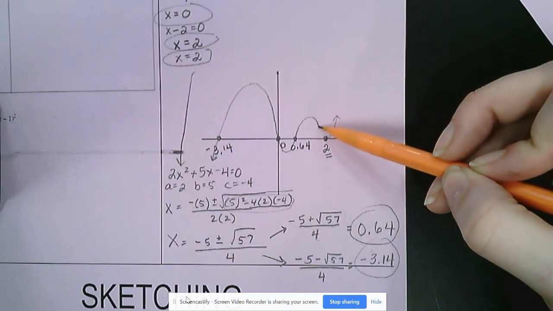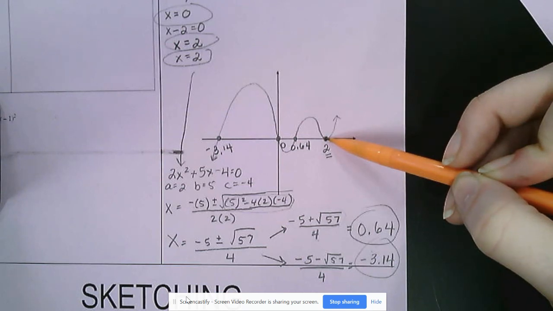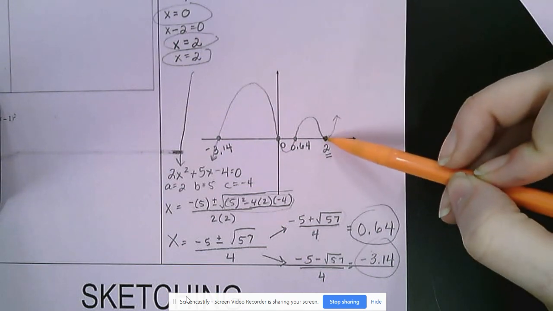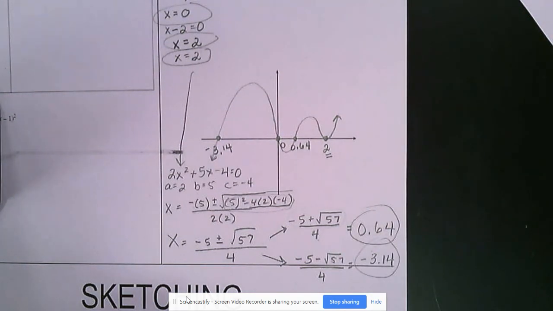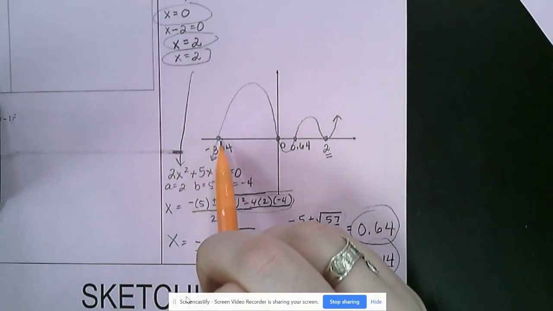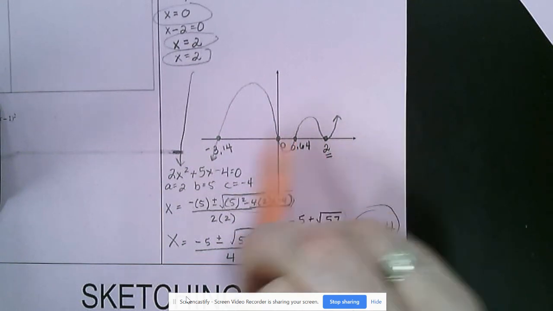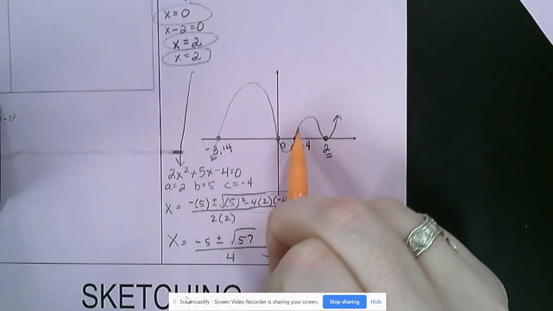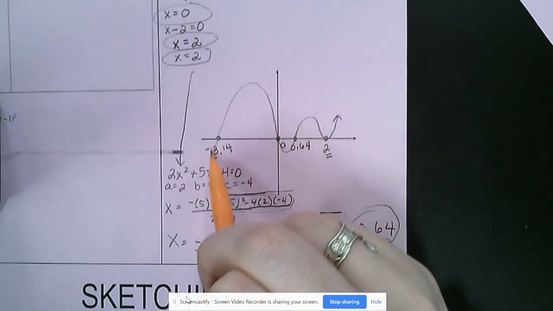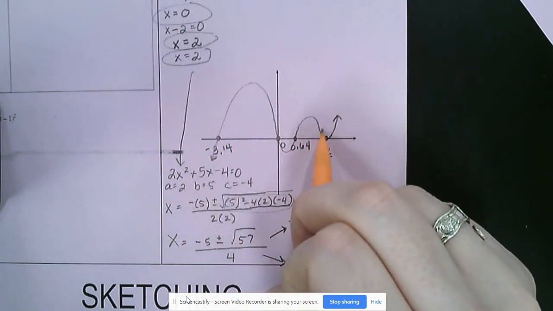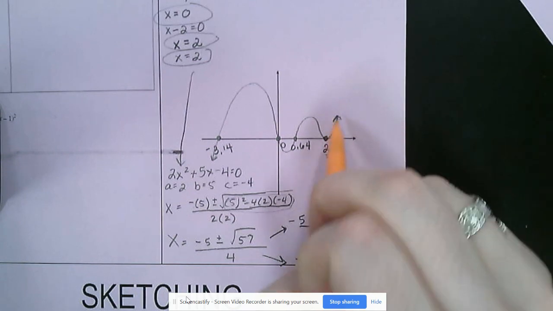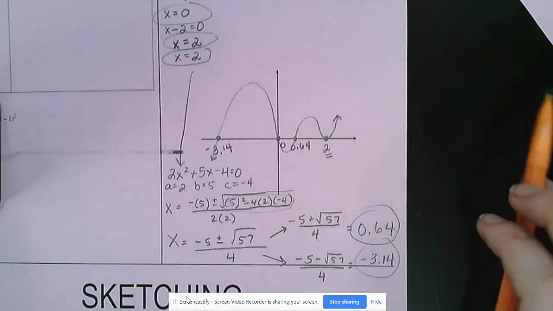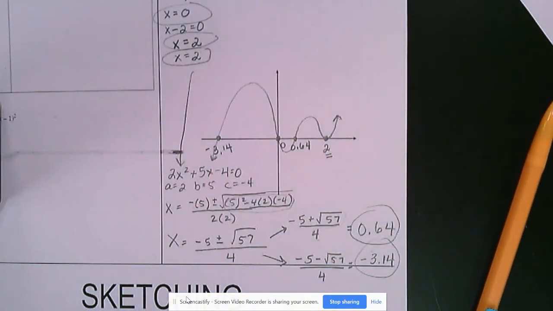And then I'm going to hit 2, and it's going to be a double root. So when I hit it, instead of crossing, it's going to bounce back up, and that's why this end behavior is facing up. So notice I only crossed at the x-intercepts. Notice that I have very nice rounded hills and valleys here. Nothing's pointy. My double root is very clear. My end behaviors are clear. They have arrows on the end. And that is going to be how you become Desmos. You are the graphing calculator.